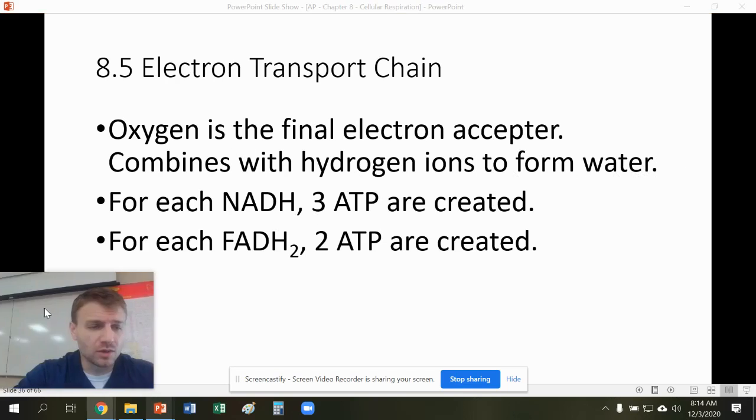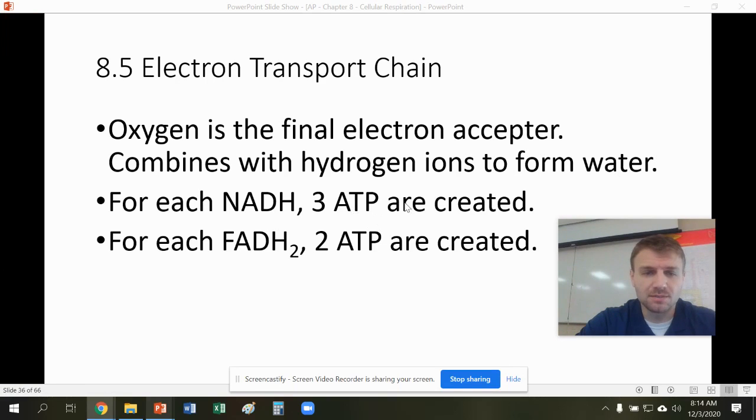Now, one thing I do want to go over here is how much ATP is produced per NADH and FADH2. This is where we're going to have to do a little bit of math, and it's like fifth grade math, so don't get too worried here. For every NADH that your body produces, and we produce NADH and FADH2s in the first three steps, you're going to produce about 3 ATP. For every FADH2, you're going to produce around 2 ATP.